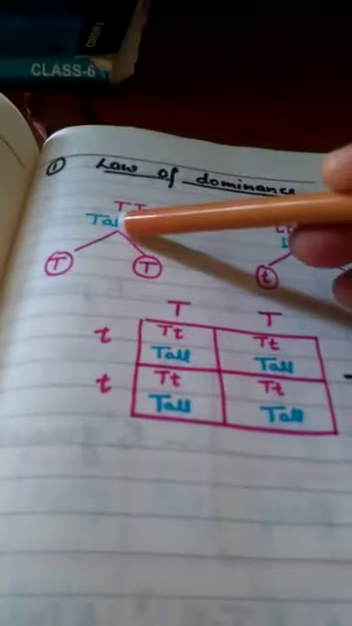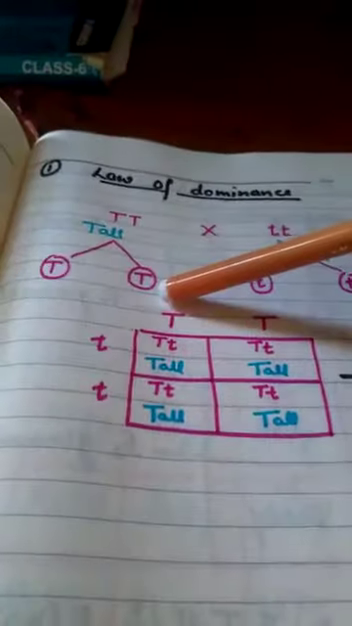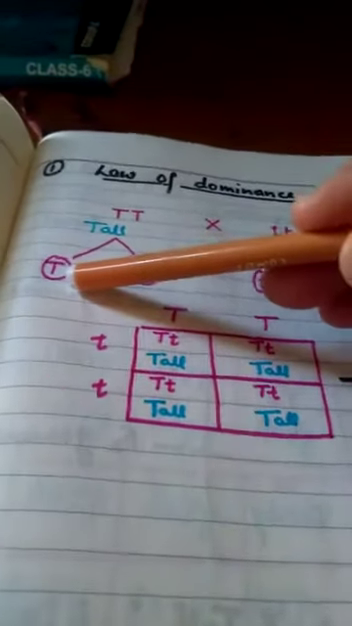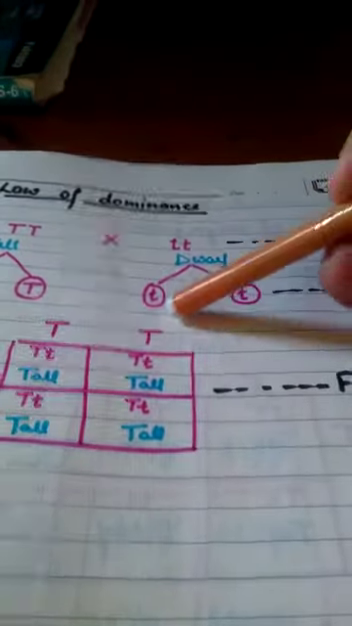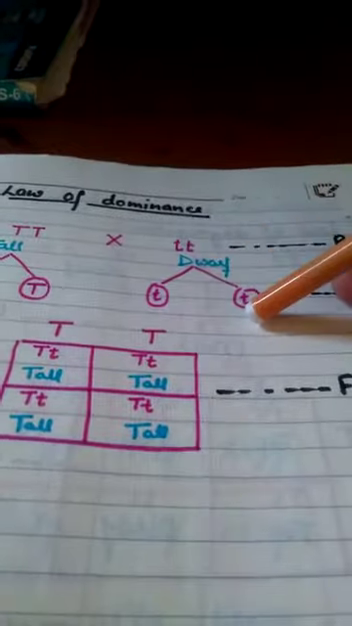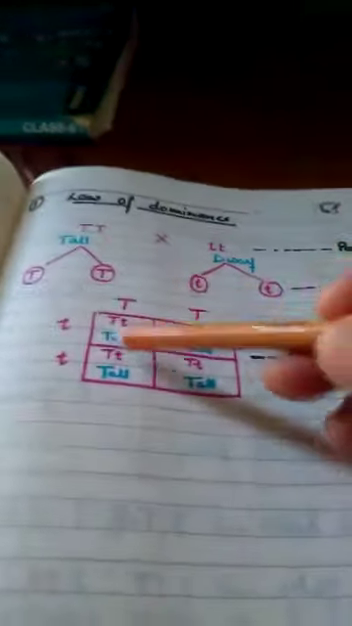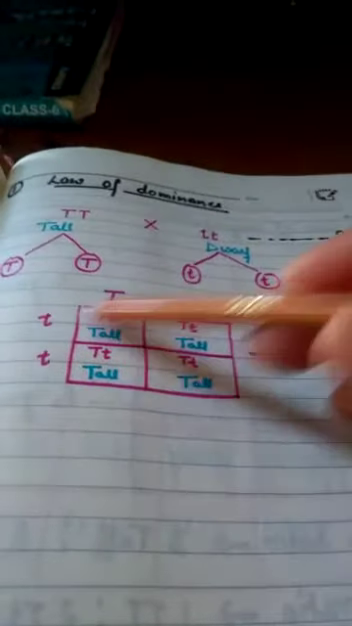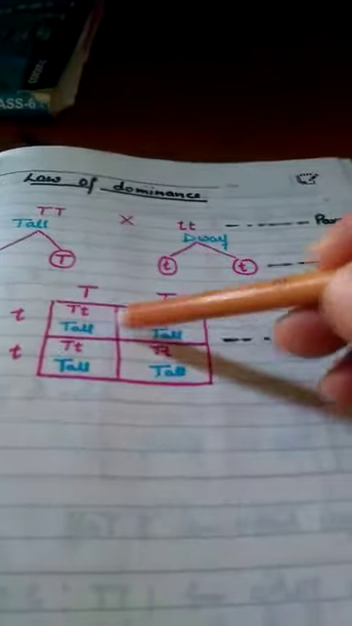Now when this tall plant produces gametes, they have the same type of alleles in them, capital T, and this dwarf plant also produces gametes having the same type of alleles, small t and small t. Now with the help of a Punnett square, as I earlier told you, we can find out the F1 generation.